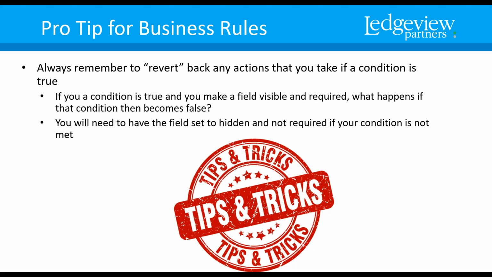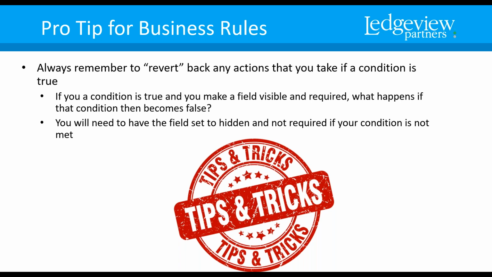Pro tip, this is a huge one. I have seen so many times this cause issues. One of the biggest ones I've seen, I'll tell you the pro tip and then I'll go over some of the gotchas here. Always remember to revert back any actions that you take if a condition is true. So if you set a condition to true, so you make a field visible and required, what happens if that condition then becomes false?